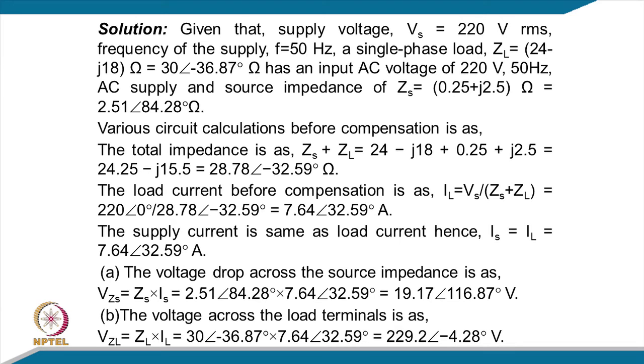Putting in the values, it comes to 19.17 at the angle of 116.87 volt, and the voltage across the load will be the current multiplied by the load impedance. So it comes to 229.2 at the angle of 4.28.